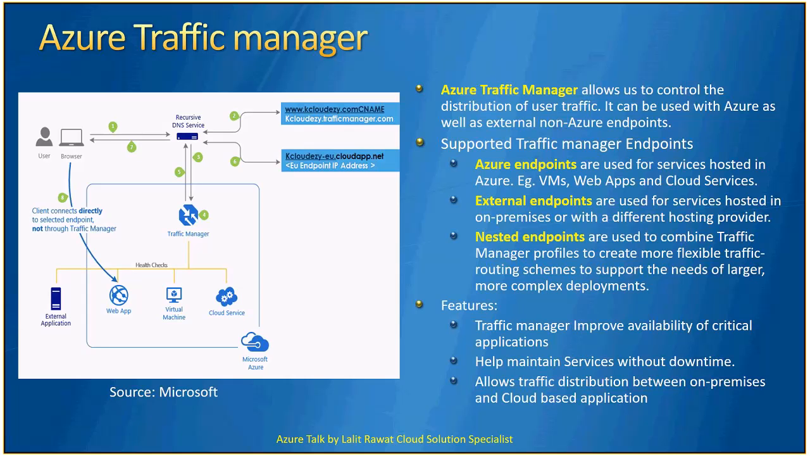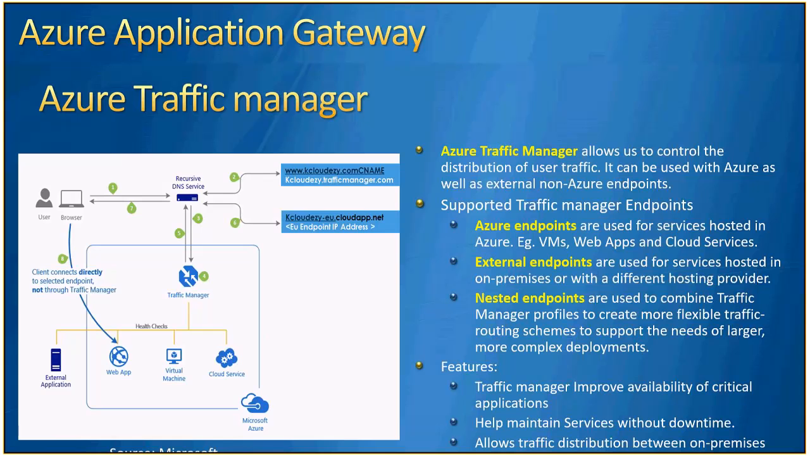Correct. So in this case, we can select an external endpoint, and you can mention your endpoint name over there. And Azure Traffic Manager will automatically detect the endpoint for you, and it will show it as online if it is connected. Okay, thanks.